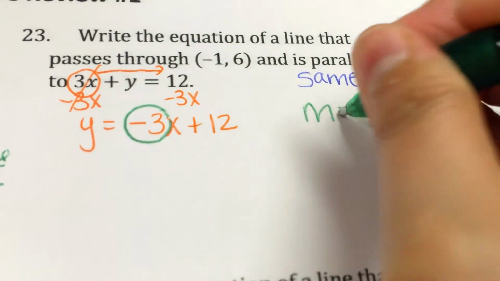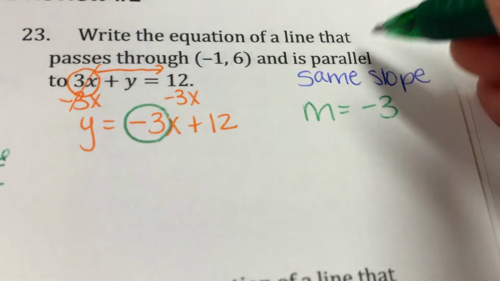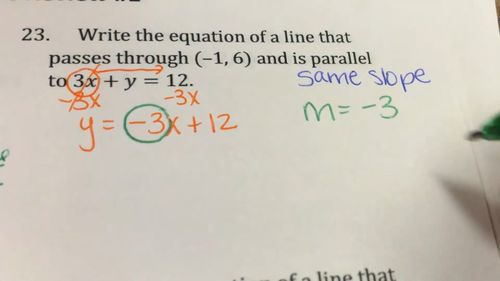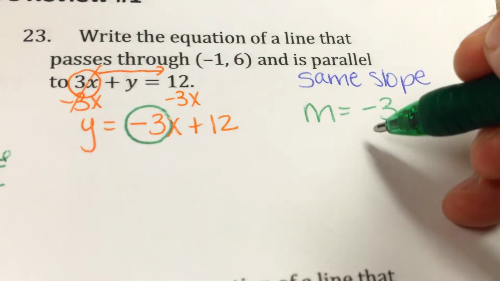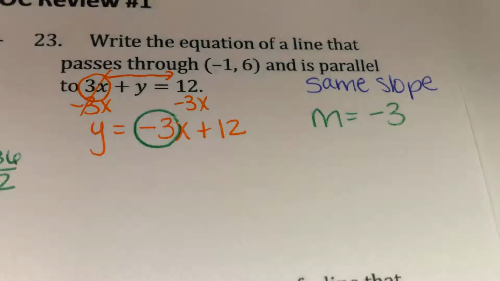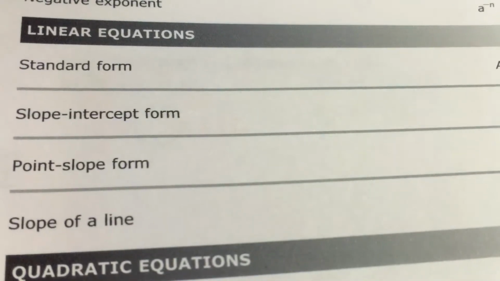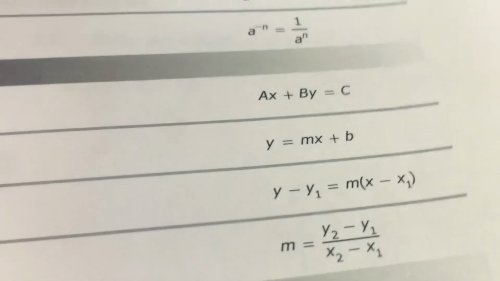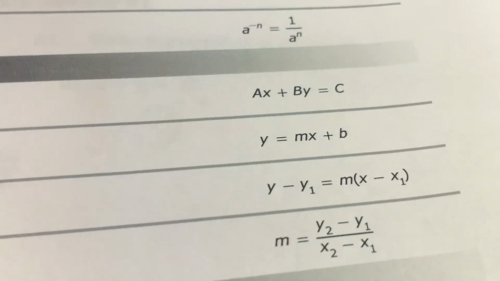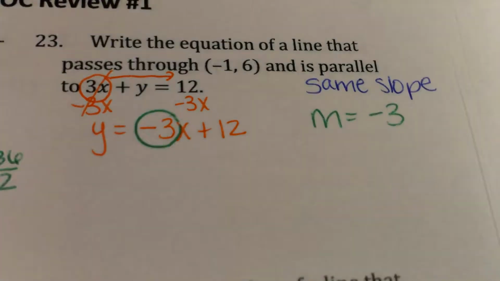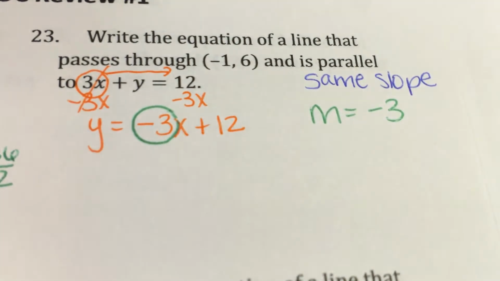So we know that it's going to have the same slope, negative 3, because it's parallel. Now that we have a point and we have a slope, we can use, right there, point slope, the third one. Point slope: y minus y1 equals m times x minus x1. So we're going to use point slope.